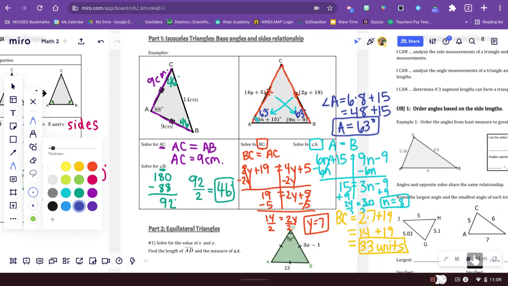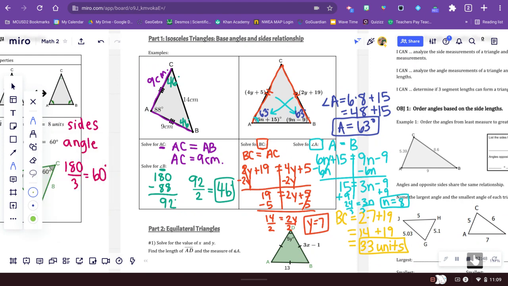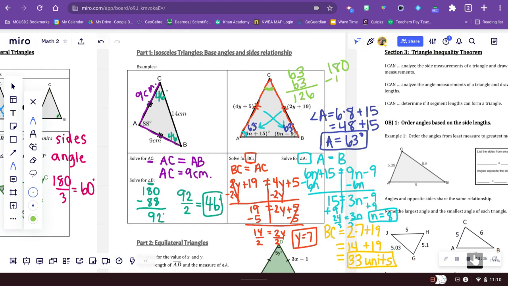Let's see, what colors should I use? Gosh, I've used almost all of them. Let's do this lime green color. So angle C here, that's our last angle. We've got 63 and 63, so we could add those up. That's going to give me 126. I've got to get to 180 altogether, so let's subtract that from 180. 10 minus 6 is 4. 7 minus 2 is 5. So 54 degrees would be that last angle, if they asked me to find that one.